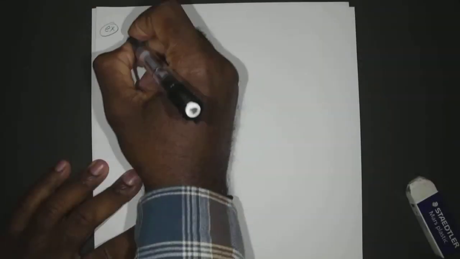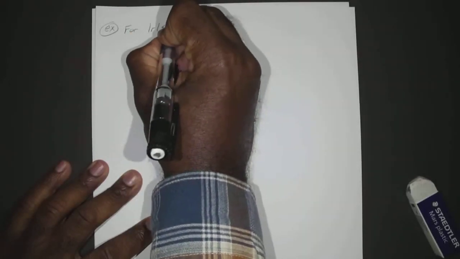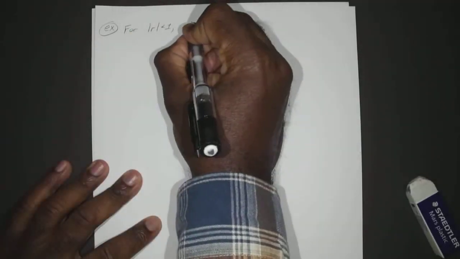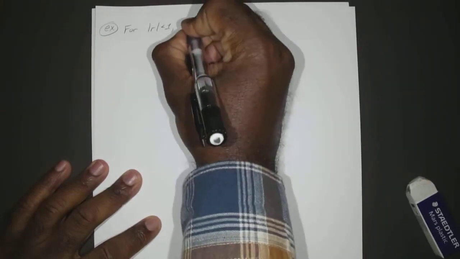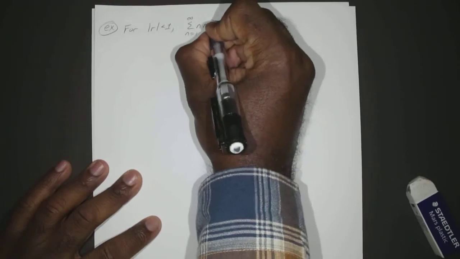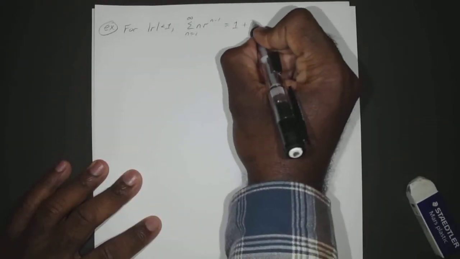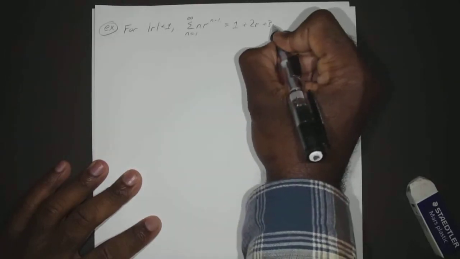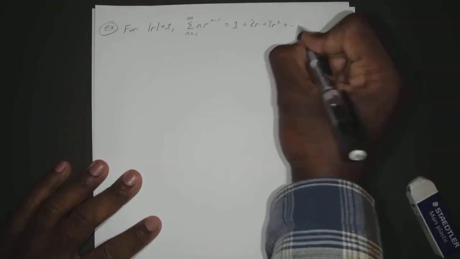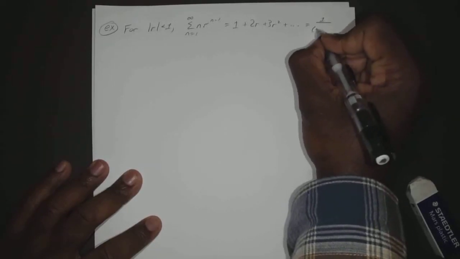Okay, so let's say, for example, that's getting ready to shut off. For absolute value of r is less than 1, the sum from n equals 1 to infinity of n times r to the n minus 1 equals 1 plus 2r plus 3r squared, etc., which equals 1 over 1 minus r squared.